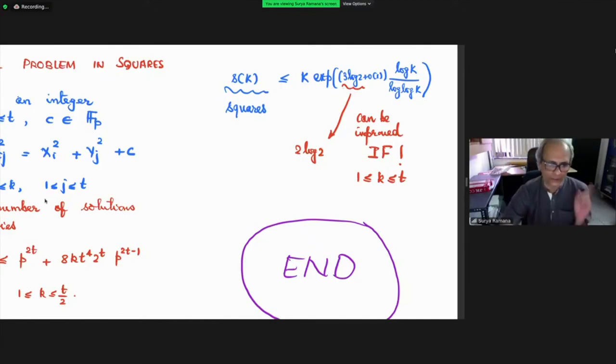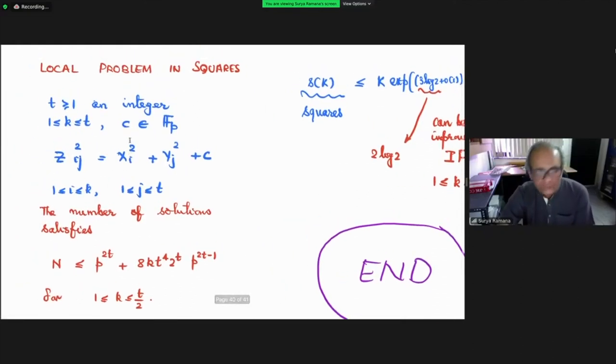But I know that if I can get the right count for the number of points on this variety, I can at least get from 3 log 2 down to 2 log 2. So with this, let me stop. And sorry for technical issues.